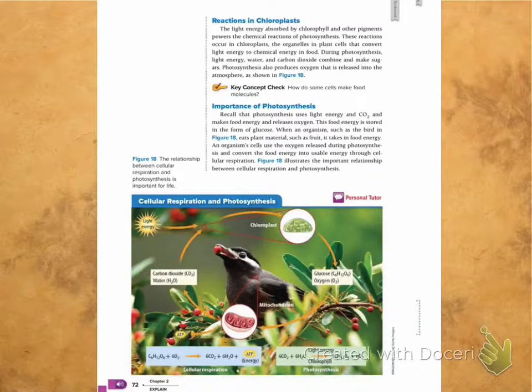Importance of photosynthesis. Recall that photosynthesis uses light energy and carbon dioxide and makes food energy and releases oxygen. This food energy is stored in the form of glucose. When an organism, such as the bird in Figure 18, eats plant material, such as fruit, it takes in food energy. An organism's cells use the oxygen released during photosynthesis and convert the food energy into usable energy through cellular respiration. Figure 18 illustrates the important relationship between cellular respiration and photosynthesis.